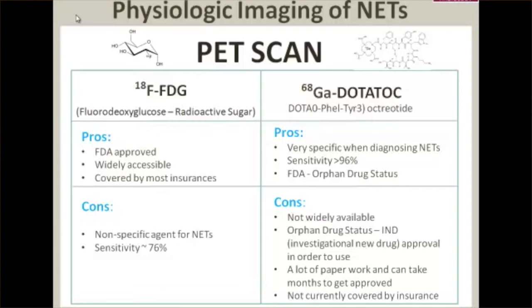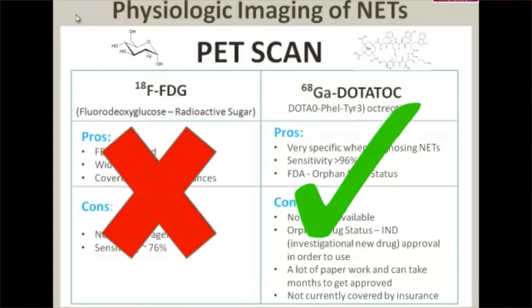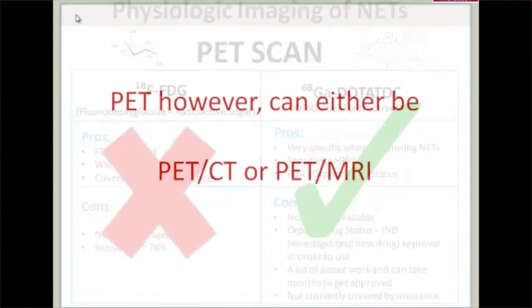And one of the biggest cons, of course, is that it's not currently covered by insurance. So what happens is the PET study, the actual camera time in that study will be covered by insurance, but patients often are asked to pay for the DOTATOC out of pocket. So that's kind of the general takeaway from this slide. FDG is not readily always usable in patients with NET. DOTATOC is, but we certainly are facing some challenges.